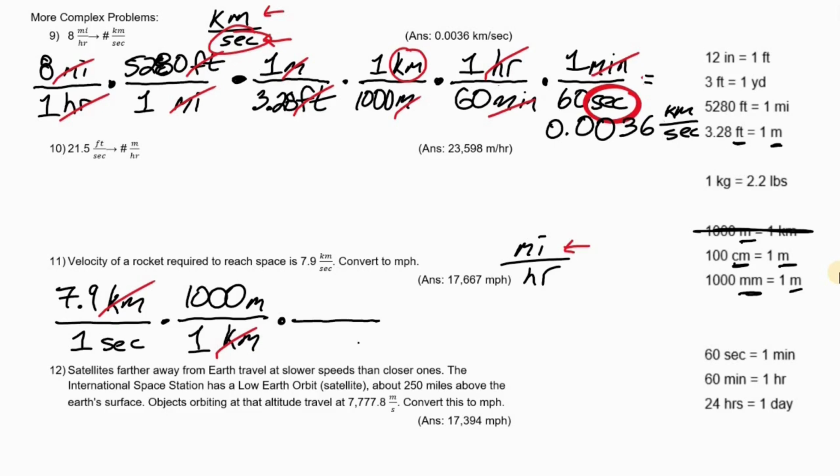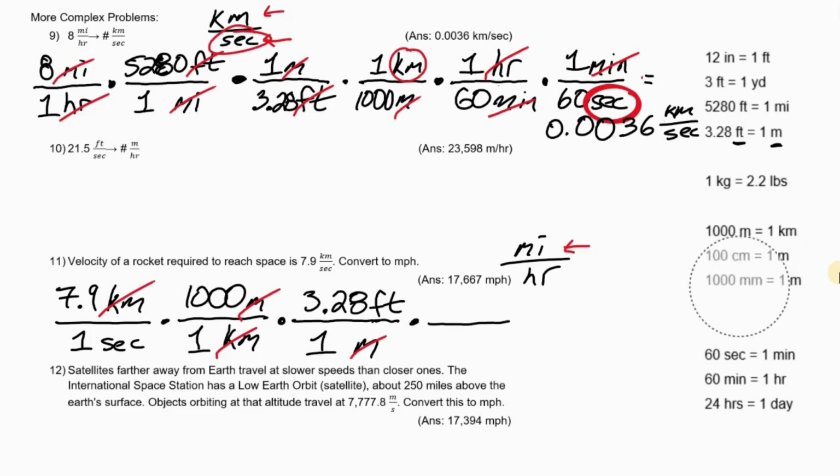Okay, so if we have meters down here, how many meters is it? It's 1 meter, and that's equal to what? 3.28 feet. Okay, so once again, we have our cancellation, and now we're in feet. But once again, we don't want feet, we want our miles.